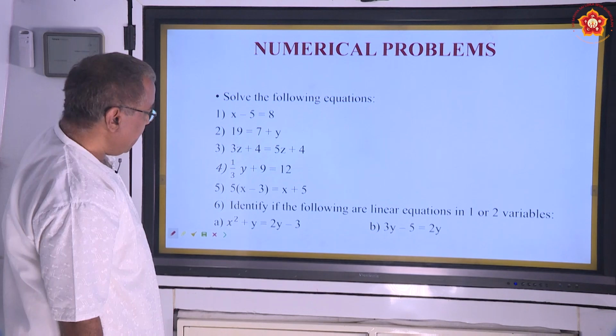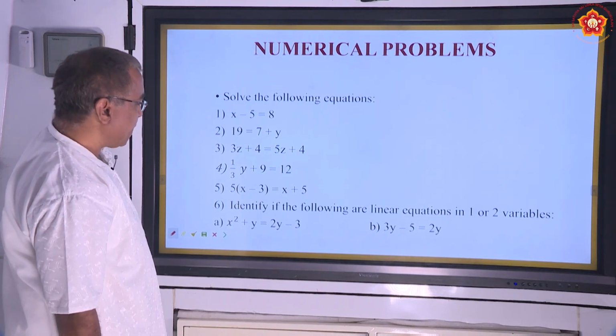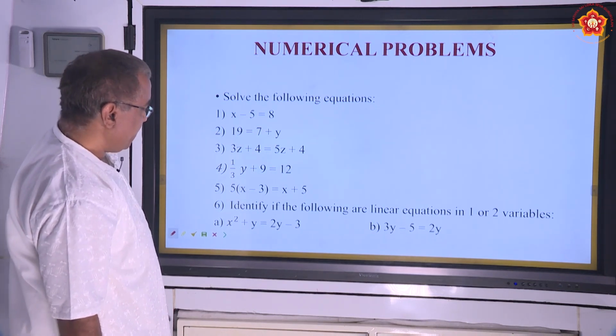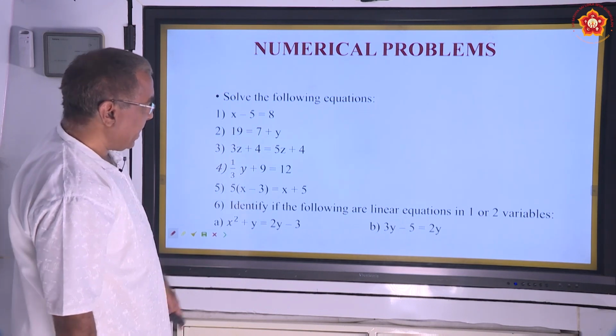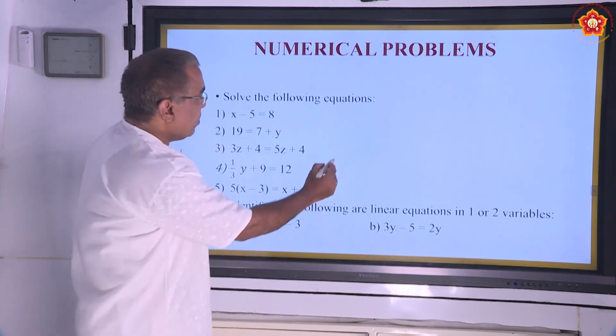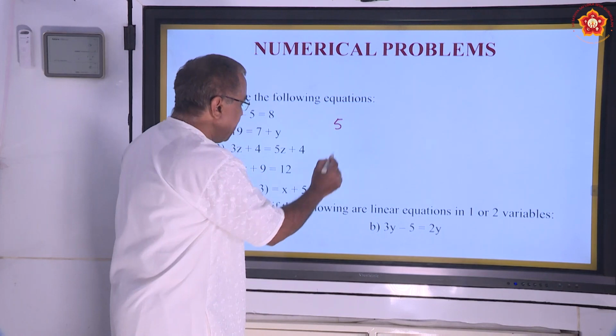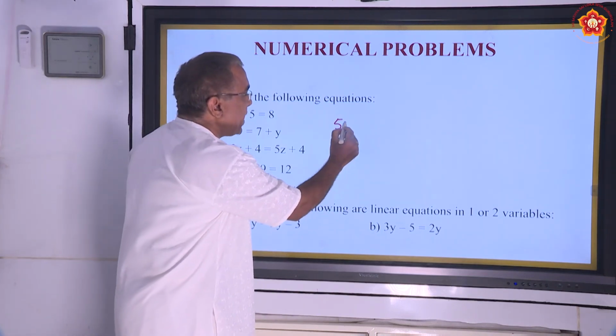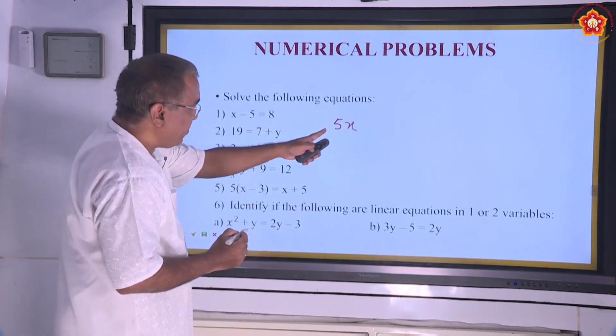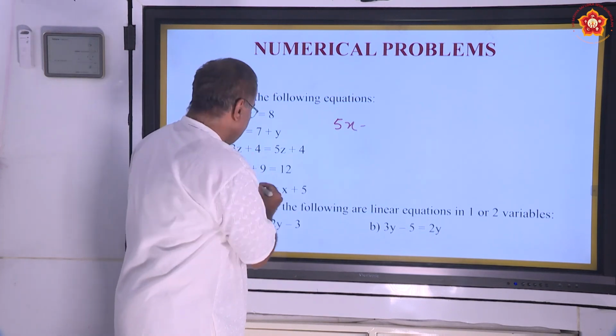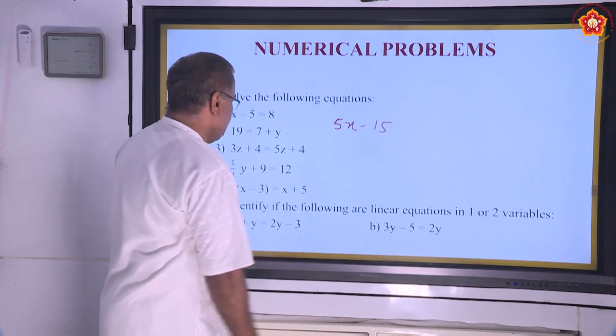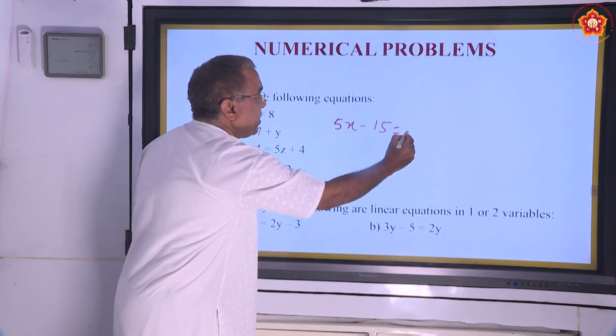Next, the fifth one, 5 times of x minus 3 is equal to x plus 5. Let me work it here only. So, I need to multiply 5 times x minus 3. So, 5 into x will be 5x minus 5 3s are 15 is equal to x plus 5.